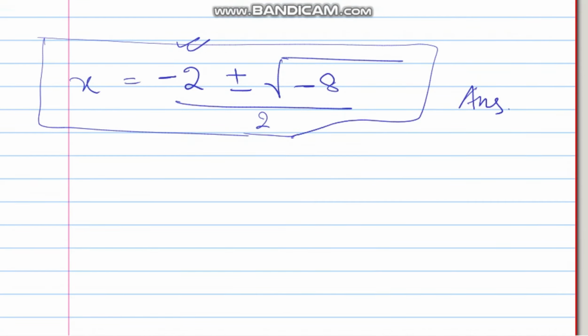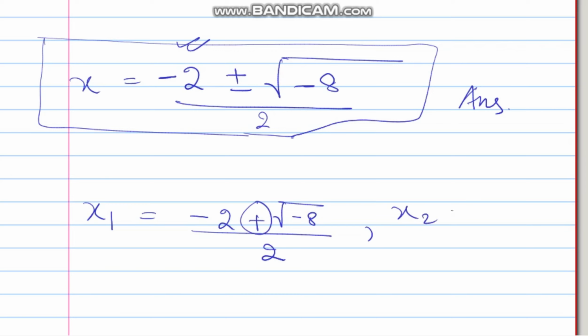is good enough. Now, if you want to write in this form, write x1 is equal to minus 2 plus, one with minus and one with plus. I am writing this with plus, and x2 will be minus 2 minus the square root of minus 8, all over 2.